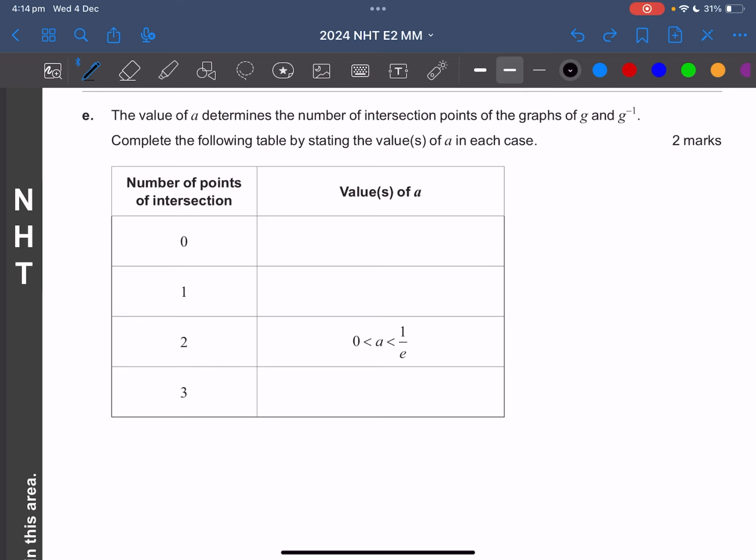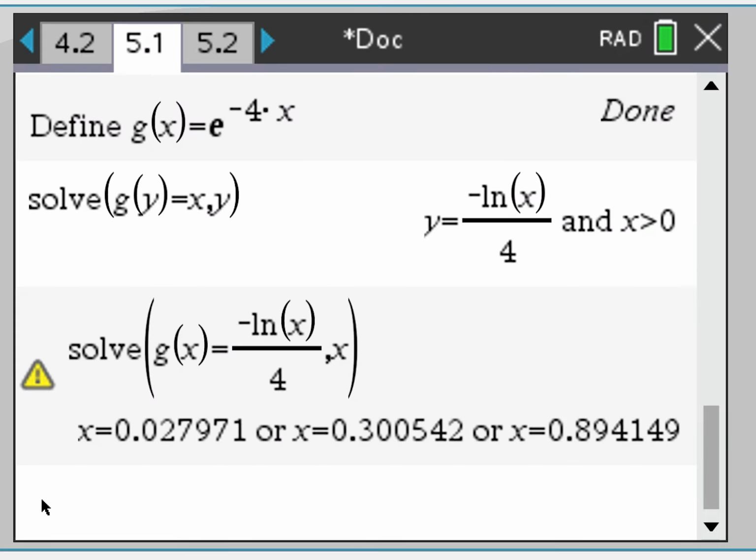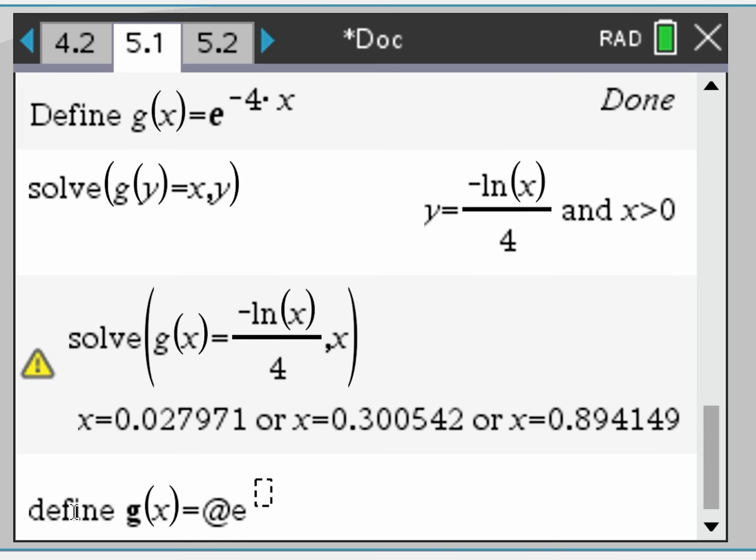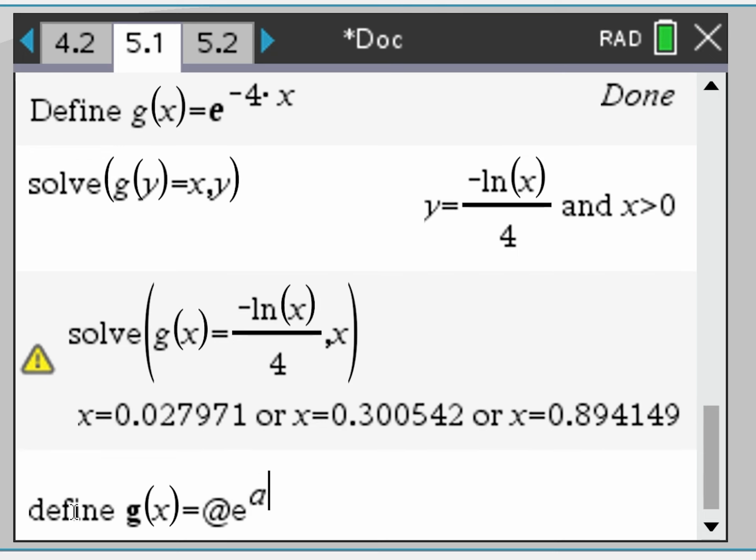So what I'm now going to do is define g of x in terms of a, and then I'm going to find the inverse in terms of a and then play around in the graph window. So let's define our function. Define g of x is equal to e to the power of, I think it was, a times x.